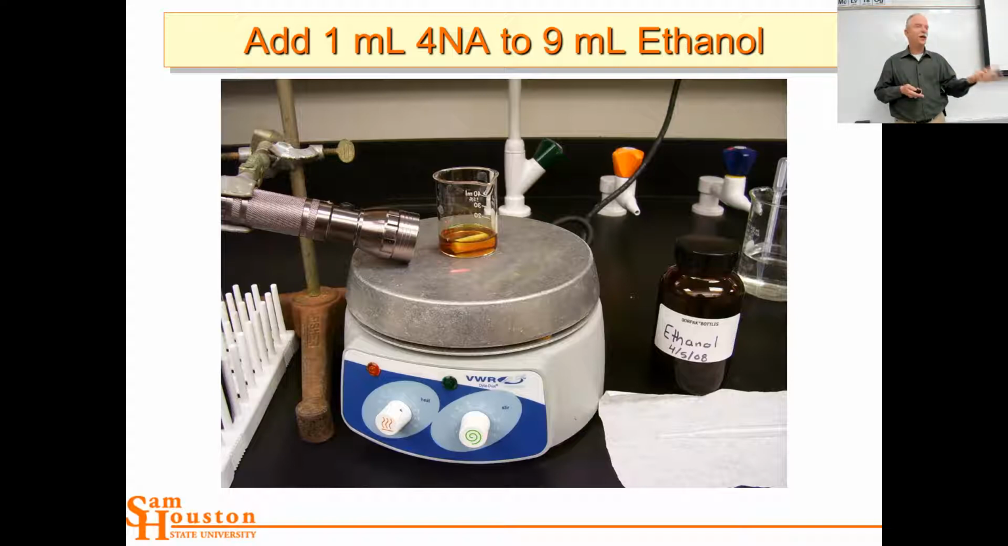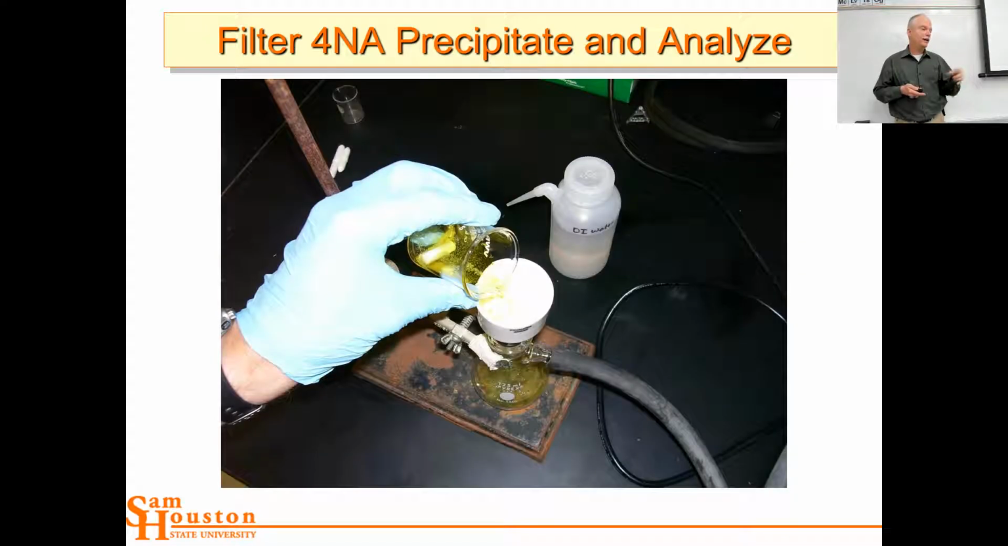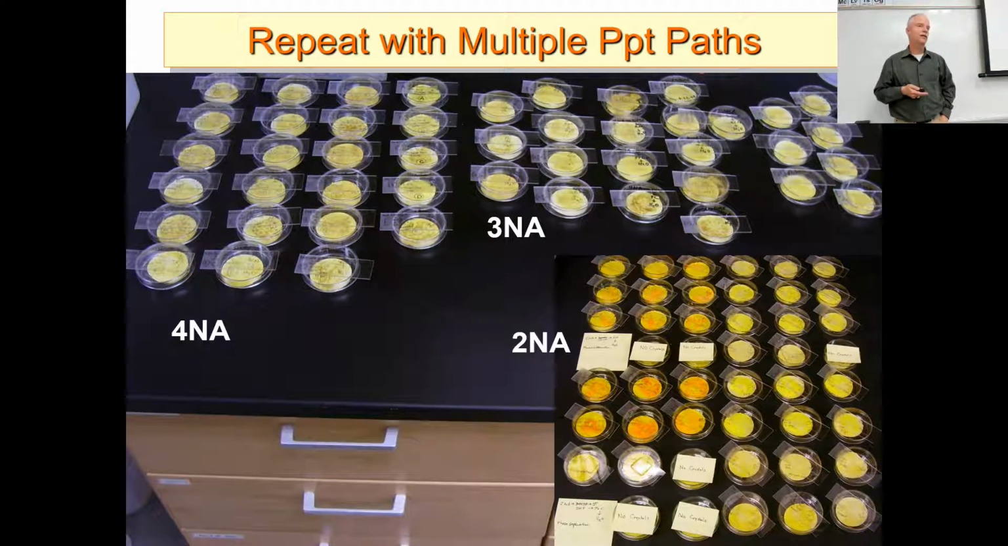And so then we just take 1 ml of this and put it into water. So 1 ml of that into water, and you see the yellow powder. It crashed out, and we get crystals. And so then we take that yellow powder, we filter it in a filter flask, and then look at it under the microscope.